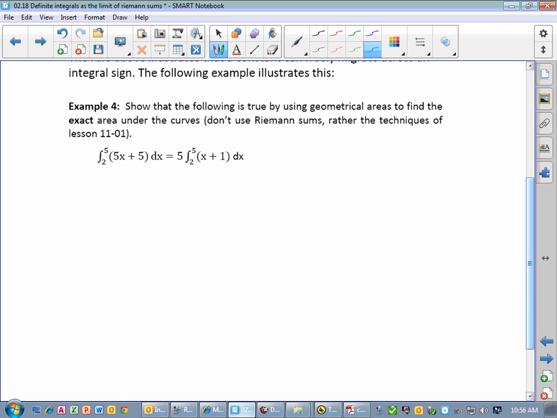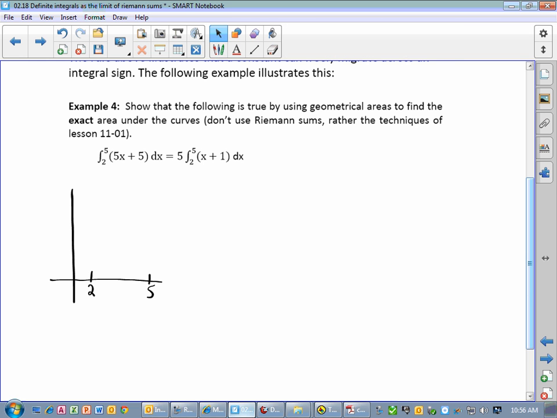So let's graph 5x plus 5 on the interval from 2 to 5. So I'm worried about 2 and 5. Now when x is 2, y is 2 times 5 is 10 plus 5, 15. So this point right here is 15. And then plug in 5. So we get 25 plus 5, so that's 30. We come up here, and there is 30. And it's linear, so I know it's a nice straight line. And so we've got a trapezoid.